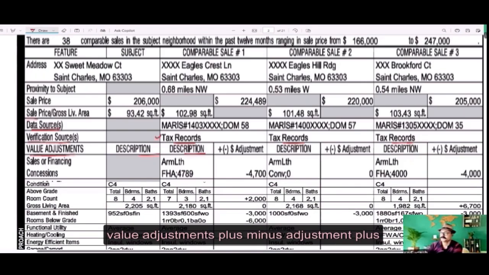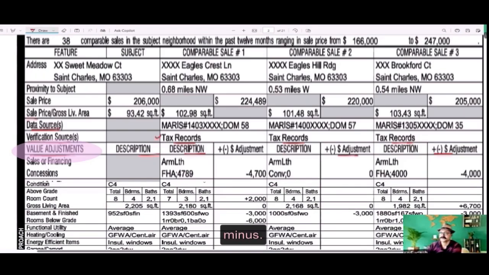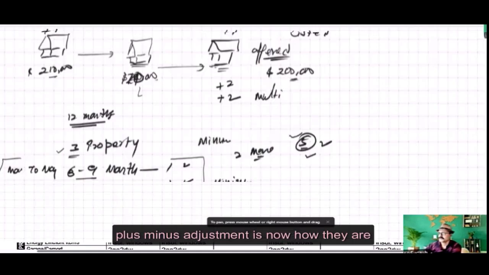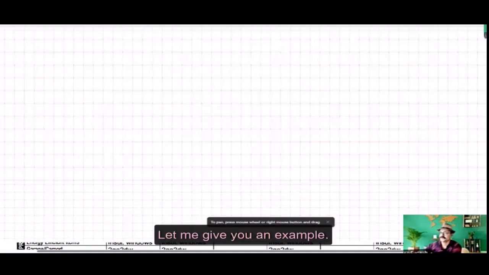Value adjustment, plus minus adjustment. Now what is this plus minus adjustment? How are they going to adjust the value? Let me give you an example.